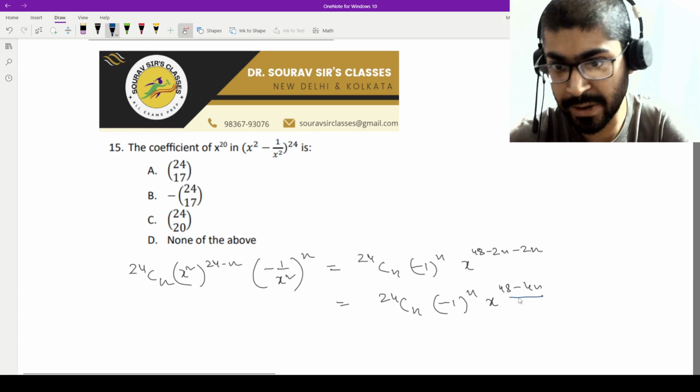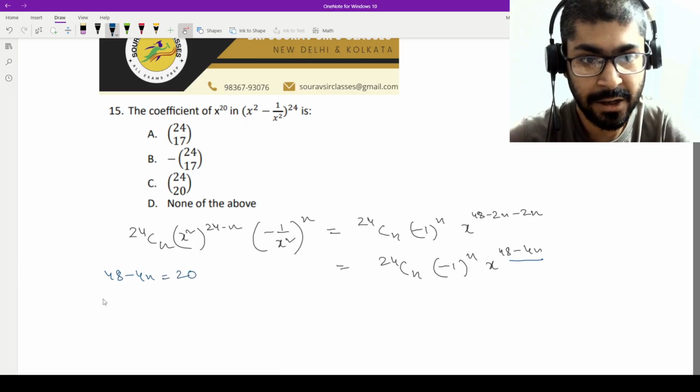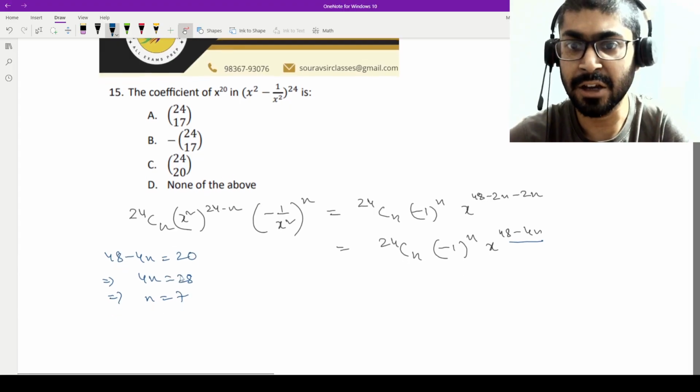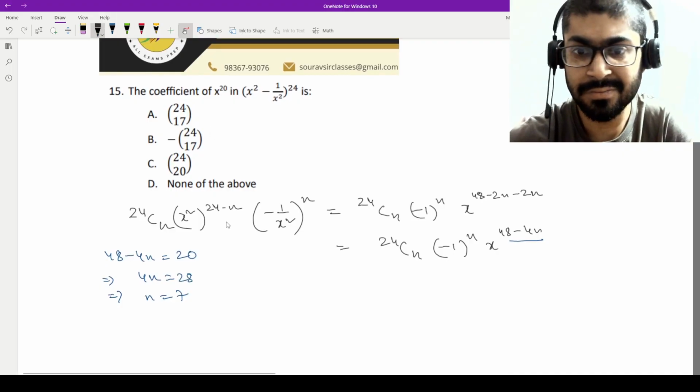Now to get the coefficient of x to the power 20, this has to be equal to 20. So in that case 48 minus 4n should be equal to 20, which means 4n would be equal to 28 and n would be 7. So the seventh term would have the coefficient that we require. Okay, so now the rest is easy.